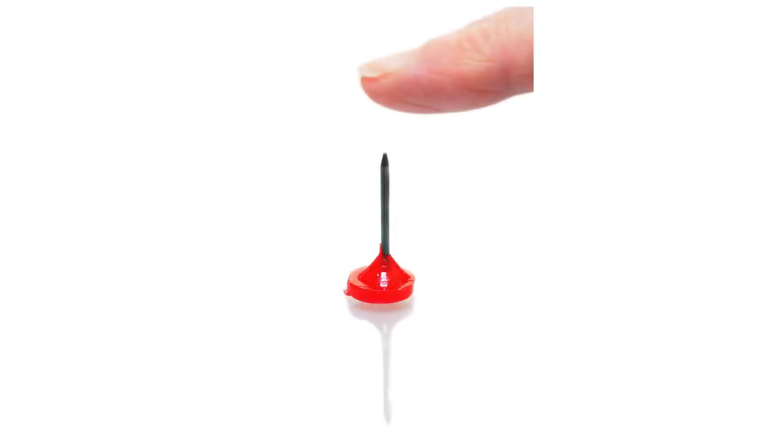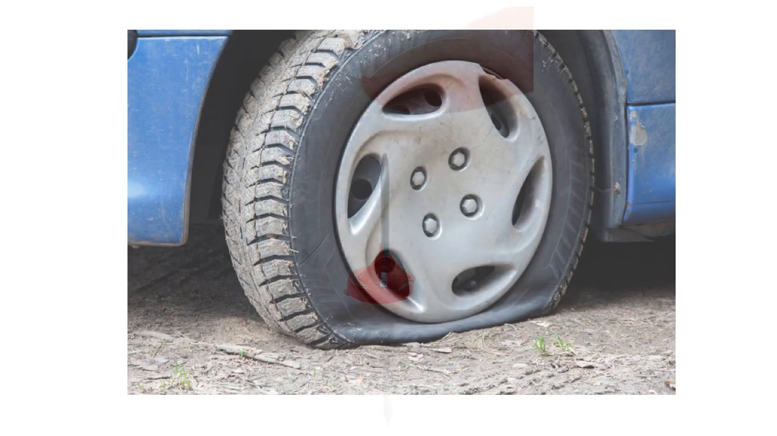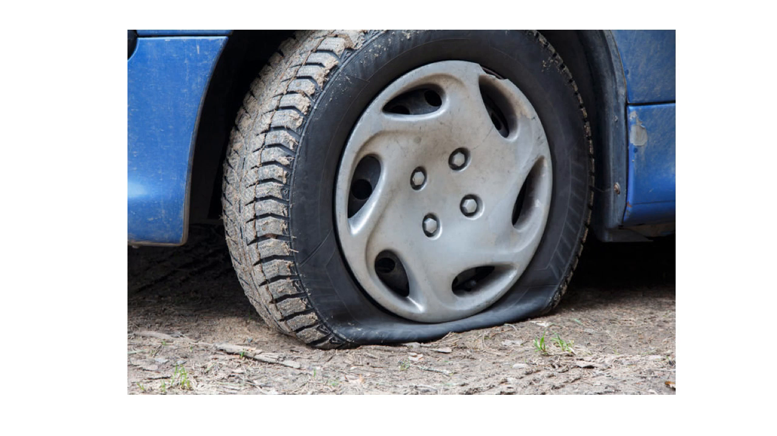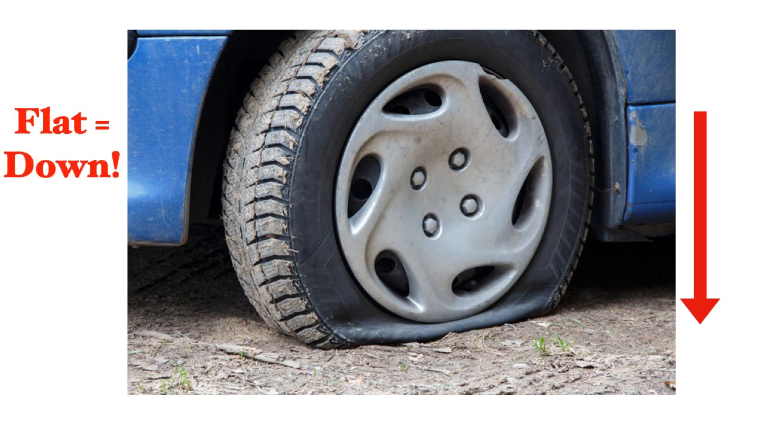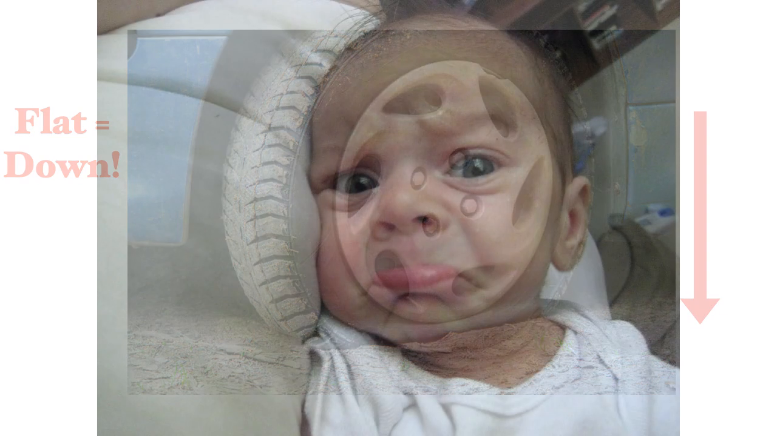Another way to think about flat signs, remember our tack? Well, let's say some other troublemaker takes that tack and they sneak out to my car and they start poking holes in my tire. Now what's going to happen to the tire? The tire is going to get flat. And when the tire is flat, what happens to the car? The whole car goes down closer to the ground. Now that's a way to remember that in music, flat means down. Now, please, please, please don't go poking holes in my tire because that would make me very sad.